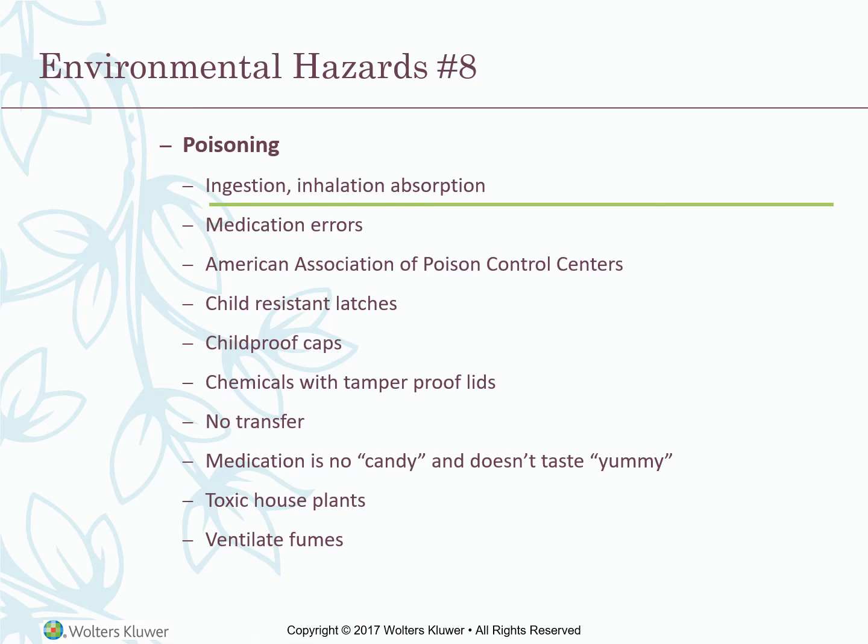Client and family teaching, preventing childhood poisoning. The nurse teaches the parents or the caregivers the following: install child-resistant latches on cupboard doors, request child-proof caps on all prescription medications, buy chemicals and non-prescription drugs with tamper-proof lids, never transfer a toxic substance to a container usually used for storing food, do not refer to medications as candy, and do not tell children they taste yummy, do not keep drugs in your purse, remind grandparents and babysitters to child-proof their home, remove toxic houseplants from the home, and keep the home well ventilated when using an aerosol or another substance that leaves lingering fumes in the air.